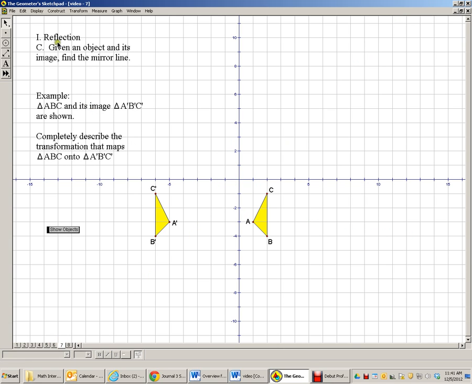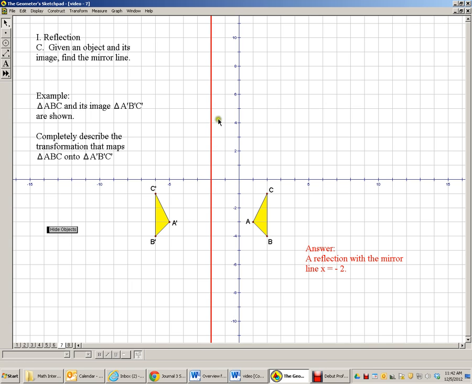Here's another task students might do. Given an object and its image, find the mirror line. So for example, here the problem is telling me that here's my object, here's my image, and the question is, well, what happened here? How do you map triangle ABC onto A prime, B prime, C prime with a single transformation? Hopefully the student can just see, well, it appears that the object just flipped over. But we need more than just saying it flipped. You need to be specific and say what the mirror line was.